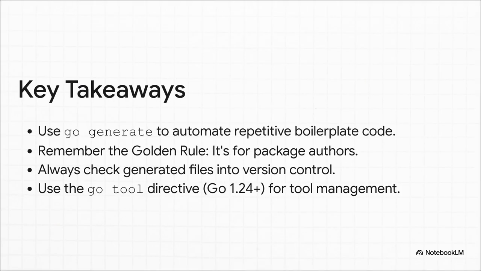All right, let's wrap this up with the key takeaways. If you remember anything, remember this. Use go generate to kill repetitive, error-prone boilerplate. Never forget the golden rule. It's for you, the package author. That means you always check your generated code into version control. And finally, if you're working on a modern project, please embrace the go tool command and the tool directive in your go.mod. It's the way to go.